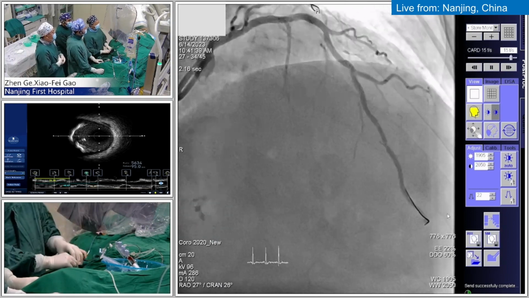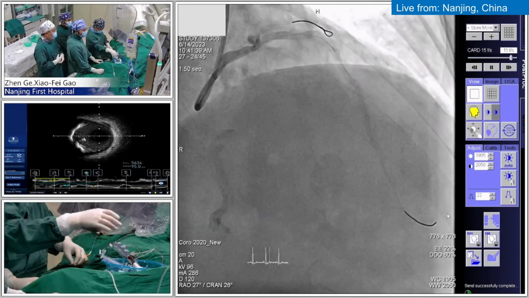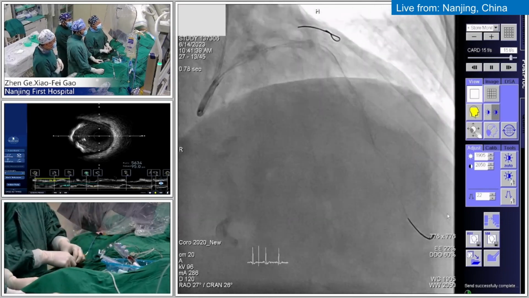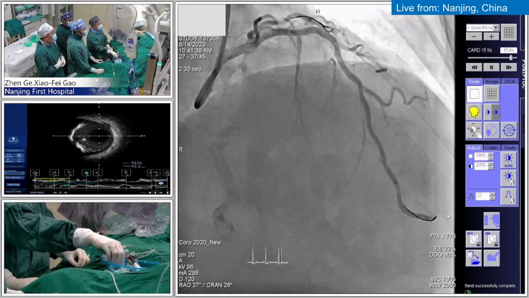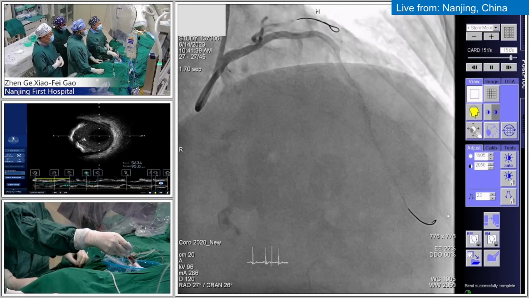From the distal LAD and the left main, in the meantime, look excellent. Both the first and the second diagonal look very nice. So excellent decisions. I'll let you continue.